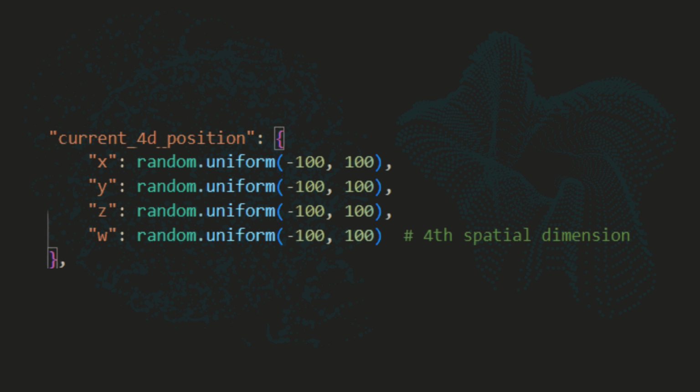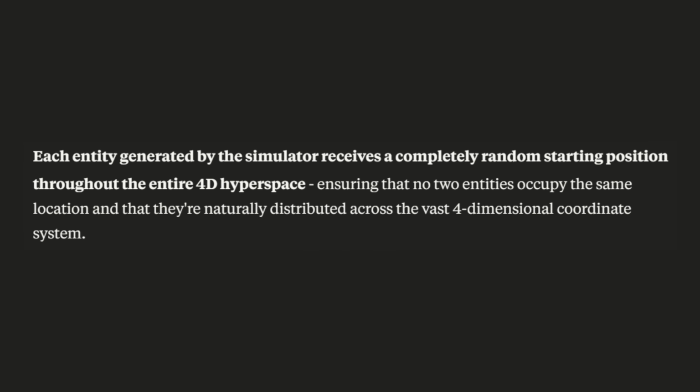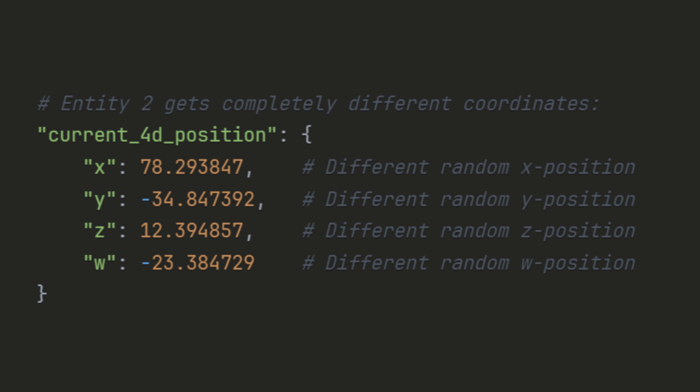Notice we're generating 4 coordinates. You see the x, the y, the z, and the w. The first 3, x, y, and z, are the traditional 3D spatial coordinates we understand already. But w represents that 4th spatial dimension, which is what makes our entities truly 4-dimensional beings. Each entity gets random positioning in 4D hyperspace. One entity might appear at coordinates 47.3, -82.1, 15.7, -63.4, while another appears in another set of coordinates.